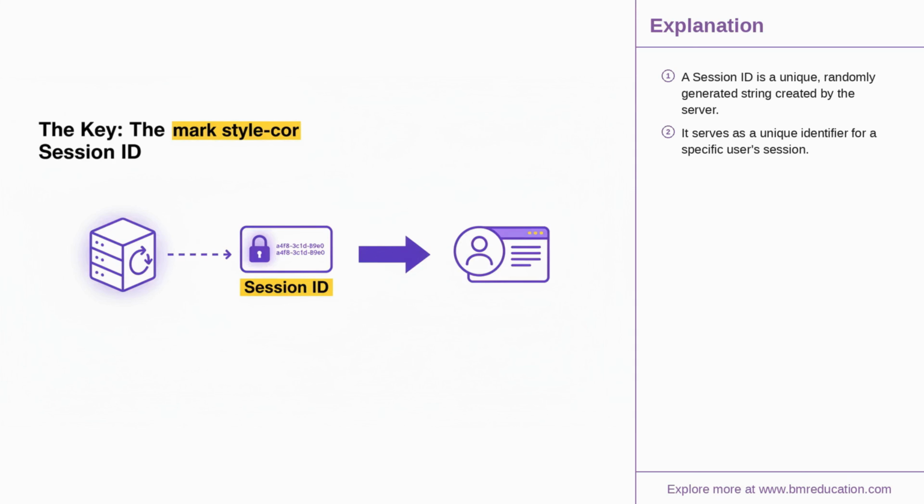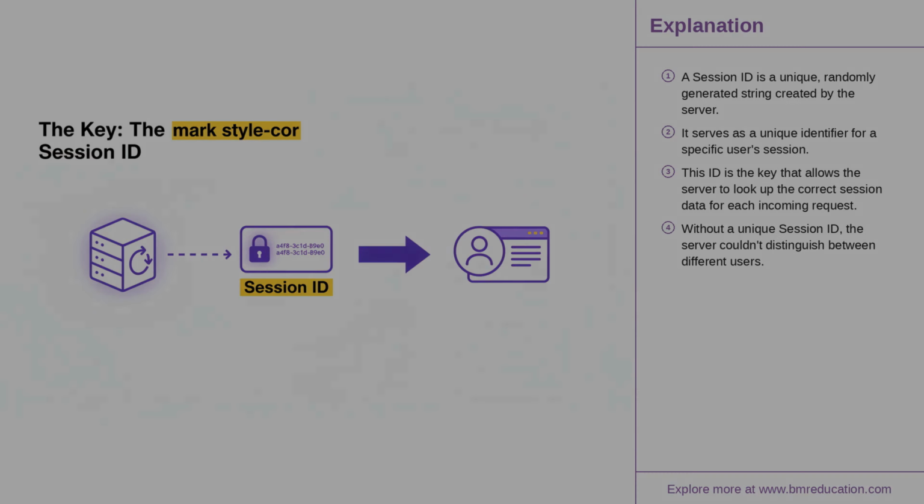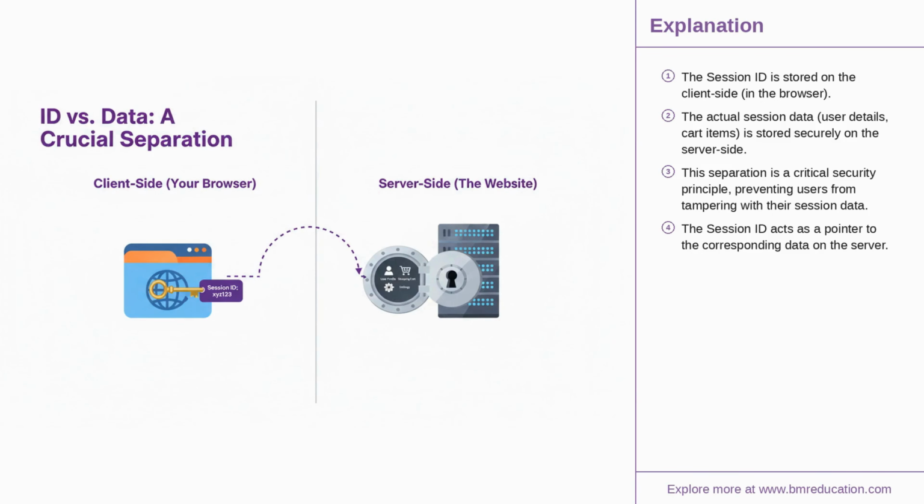For this conversation to work, the server needs a way to recognize you each time you make a request. It does this by creating a unique identifier called a session ID the moment your session begins. Think of it as a unique digital name tag or a keycard assigned only to you for the duration of your visit. This ID is the crucial piece of information that links your browser to your specific data on the server.